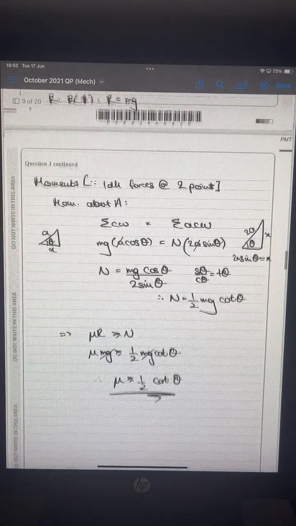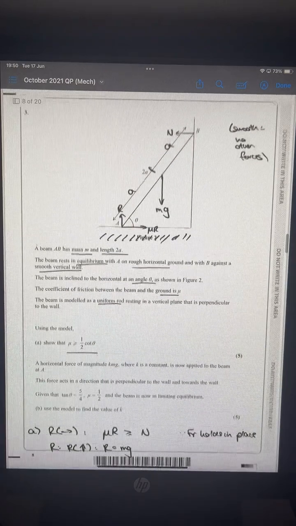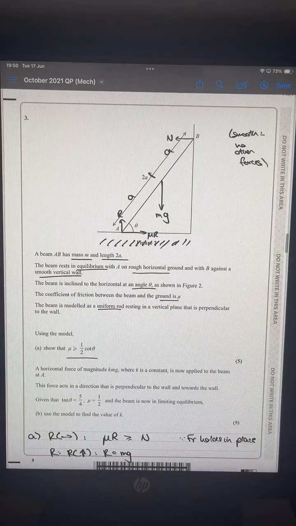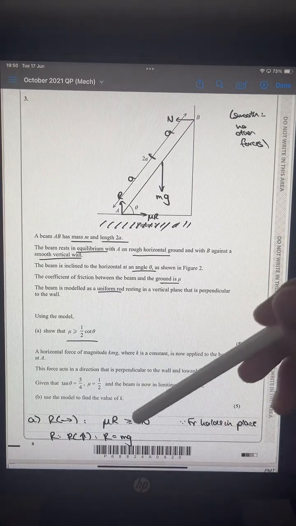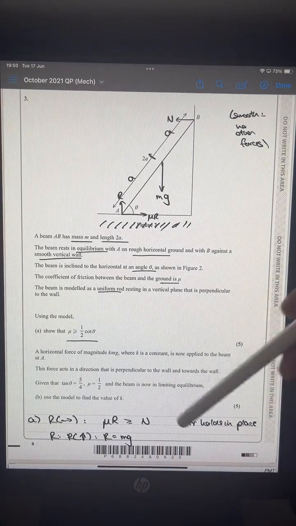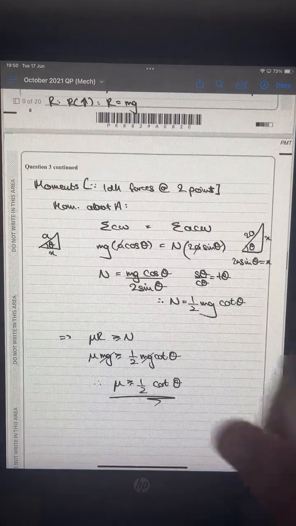Does that make sense, guys, for how we did part A? So remember, it's exactly the same as what you're doing anytime you do this question. You're taking moments on this question, and you've just got a bit more unknowns. See the equation for what you want to solve, then plug into that. You see how we kind of work backwards? So we knew that mu R was greater than or equal to N, found R, found N, plugged in, boom, did that.